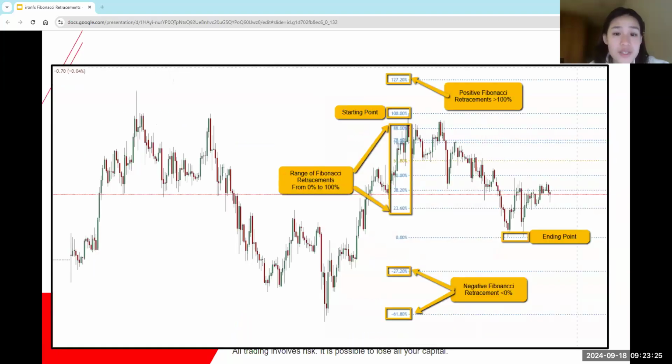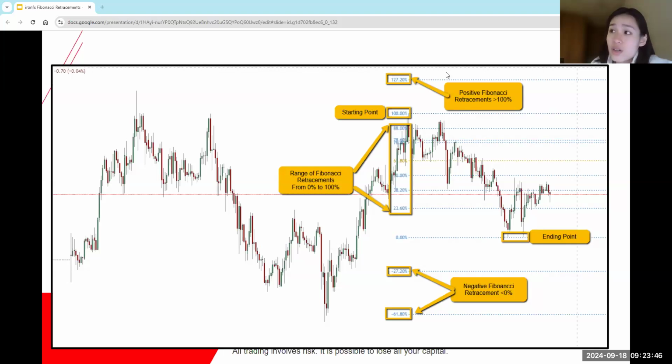Okay, so here you can see all the different Fibonacci numbers that we mentioned in the previous slide and how it looks drawn out. So take note of the starting and ending points of our Fibonacci trend line. Okay, so you can see we are following very closely from the swing high all the way to the swing low.